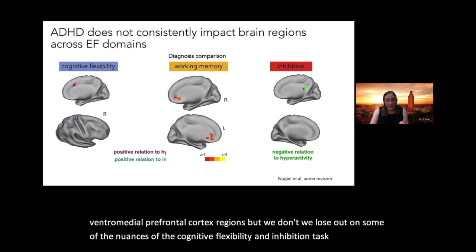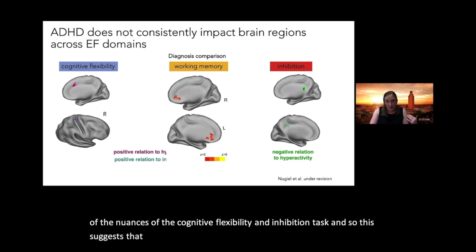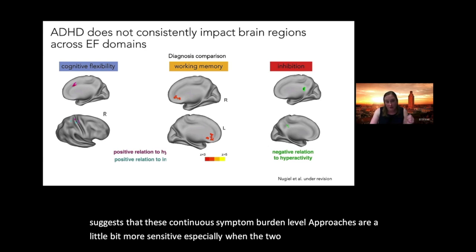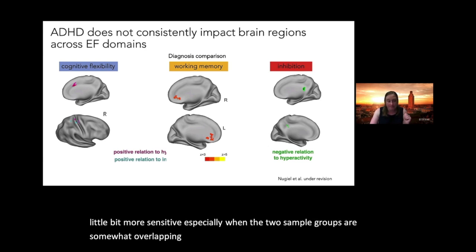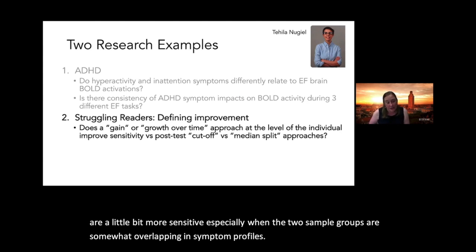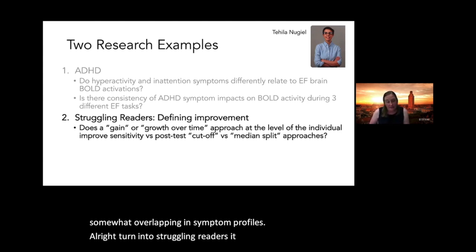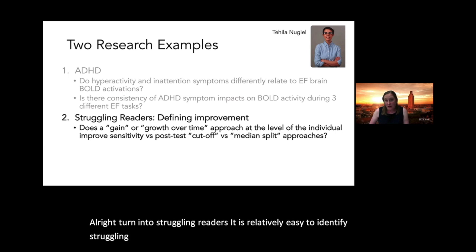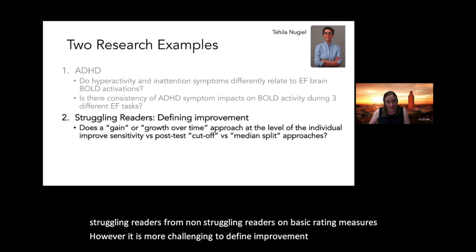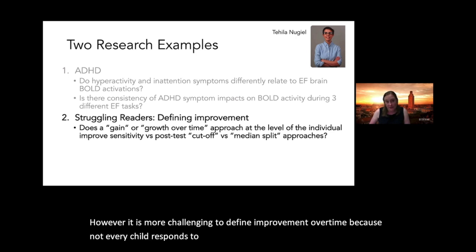And so this suggests to us that these continuous symptom burden level approaches are a little bit more sensitive, especially when the 2 sample groups are somewhat overlapping in symptom profiles. All right, turning to struggling readers, it is relatively easy to identify struggling readers from non-struggling readers on basic reading measures. However, it is more challenging to define improvement over time because not every child responds to the same reading intervention in the same way.